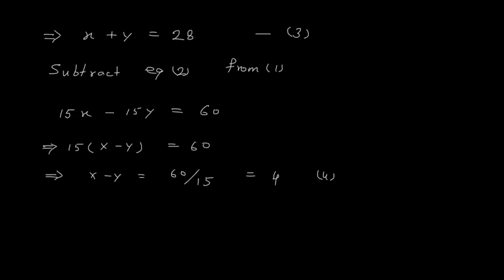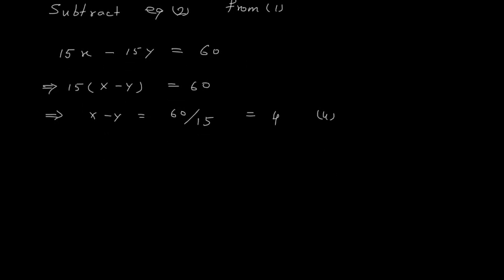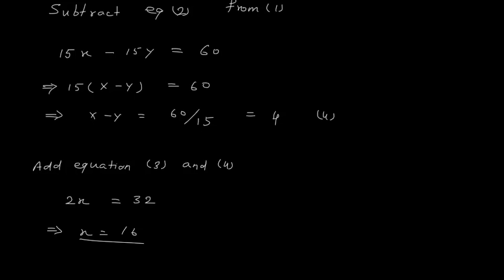Now x + y is 28 and x minus y is 4. Then what will I do? I will add these two equations, equation 3 and 4. So x plus x becomes 2x and y will cancel. Here it is 28 and here it is 4. So 2x equals 32, and this gives the value of x as 16.